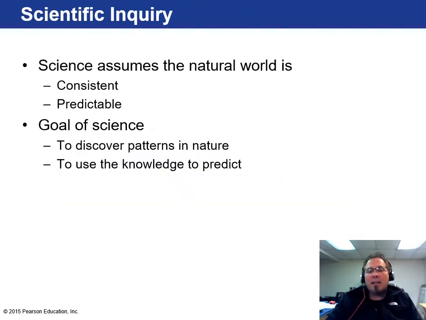So, scientific inquiry is about asking questions and doing science. People say, how do you do science? Well, this is how you do science. First, you make some sort of very general assumptions about the natural world. The first is that it's consistent. So, the processes that are taking place right now on Earth are the same processes that took place a billion years ago. There's nothing new under the sun, so to speak. The processes are still the same. Erosion takes place the same today as it did a billion years ago.